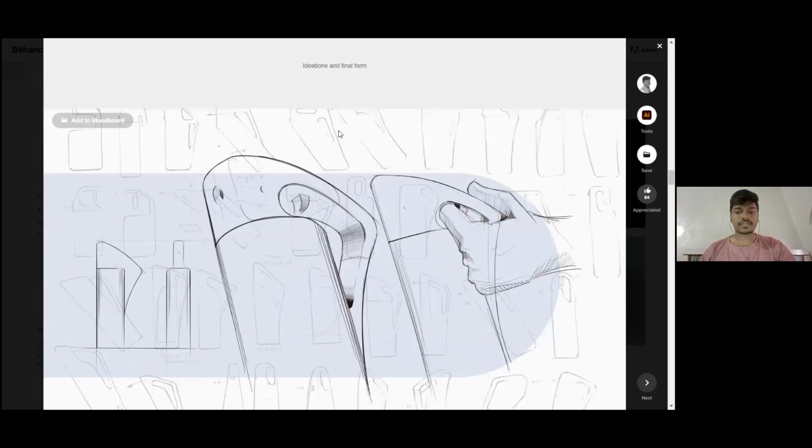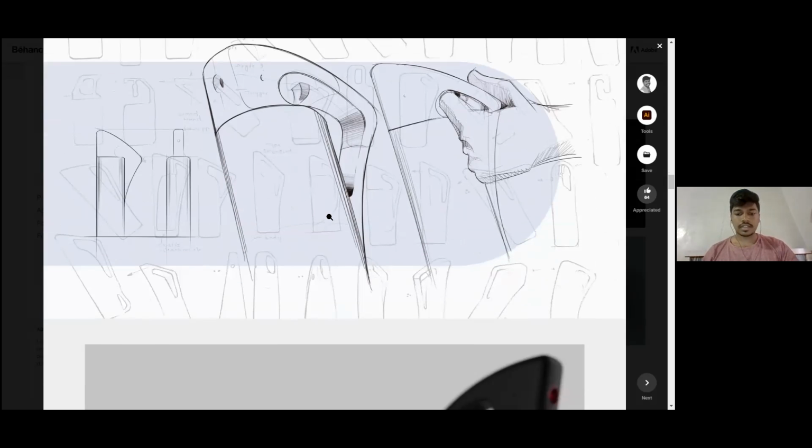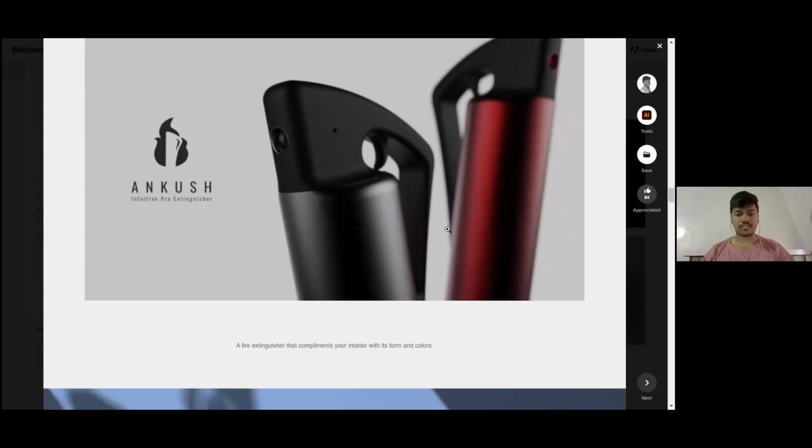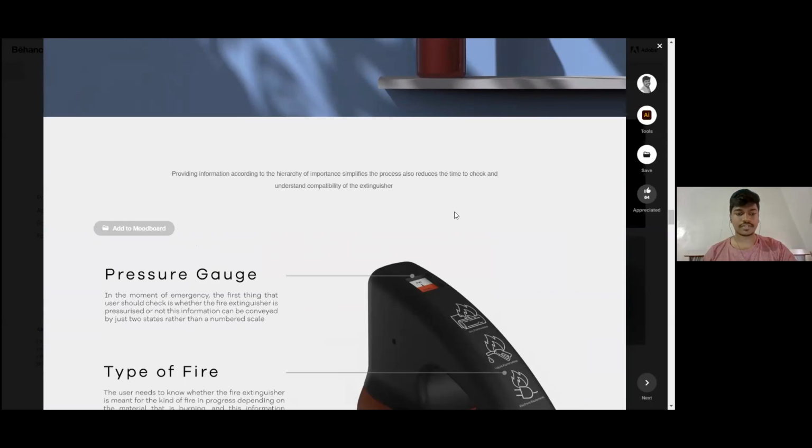I tried various forms. I understood the basic physics of using a fire extinguisher, how we actually have to use it. And then I finalized on this form, this big sketch, and this is my final fire extinguisher form. And these are some CAD models and renders of that fire extinguisher.